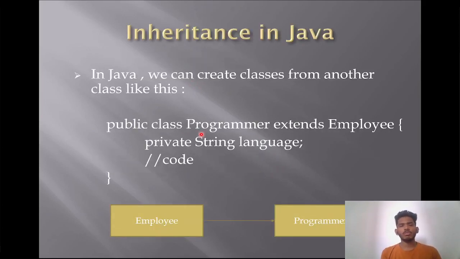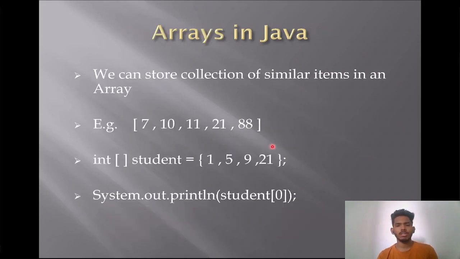Now, what is inheritance in Java? We can create classes from other classes. If we are creating two classes and we have to call their functions in each other's classes, we have to use inheritance. For example, if we have created two classes, Employee and Programmer, we can call the functions of Employee in the Programmer class. So it is called inheritance, in basic terms extracting information from a parent class into a child class.